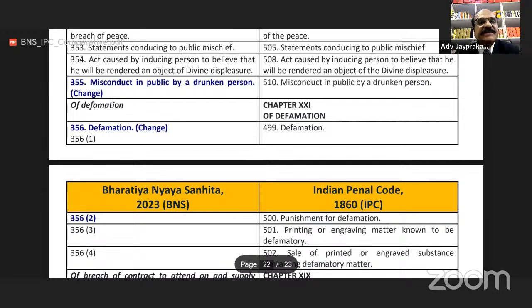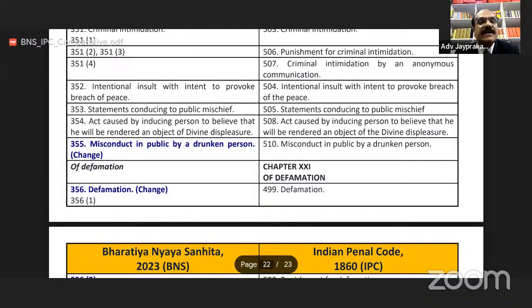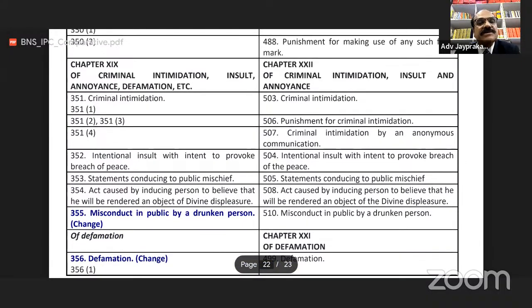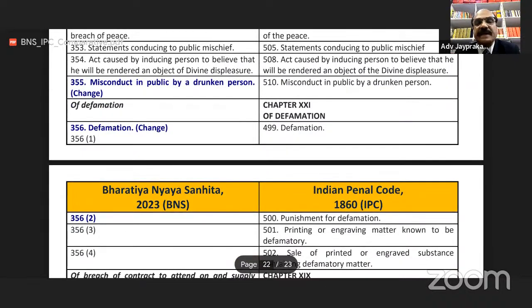BNS section 355, misconduct in public by a drunken person. Its corresponding section was 510. Now we are taking defamation separately. Its earlier chapter in IPC was 21, and here defamation is covered in chapter 19 only. Earlier, the defamation chapter was separate in BNS.